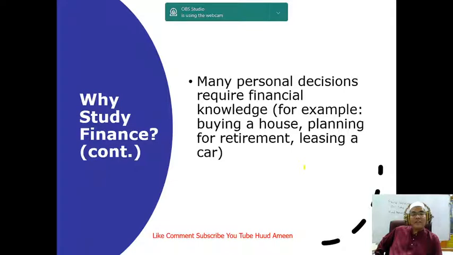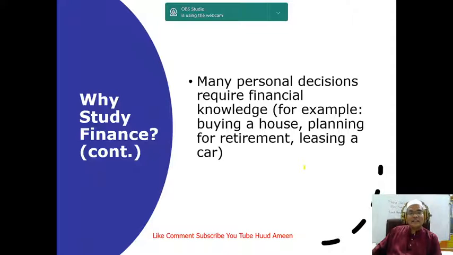Then you have to study finance, planning for retirement. For example, you are now reaching 55 years old, another 5 years to retirement, and how do you want to survive without working? So you have to plan your retirement so that every month you have money to survive in this world.